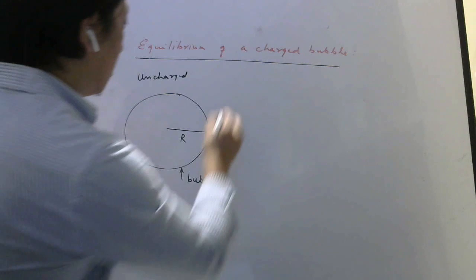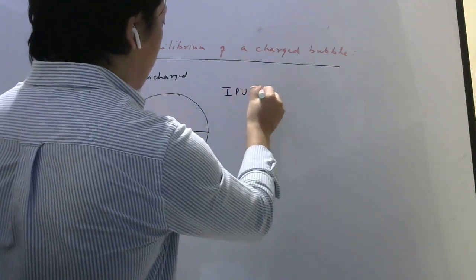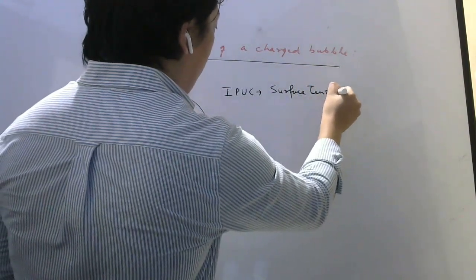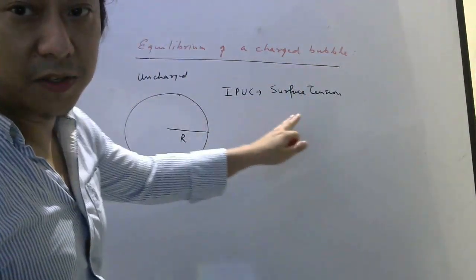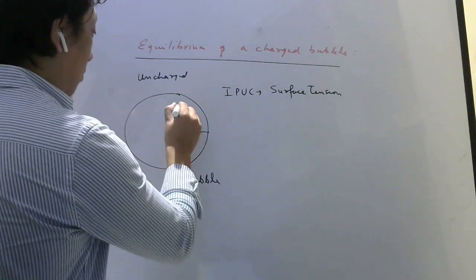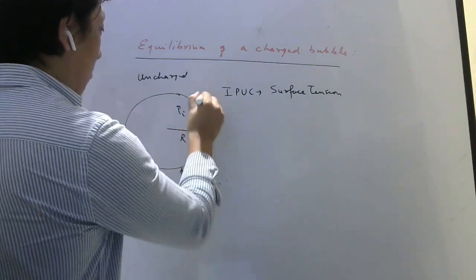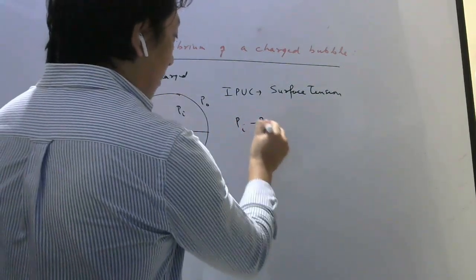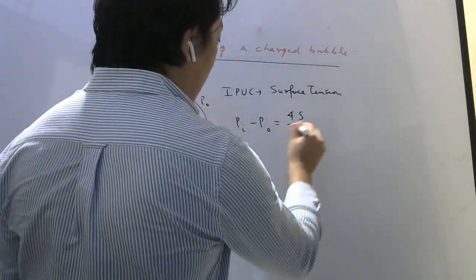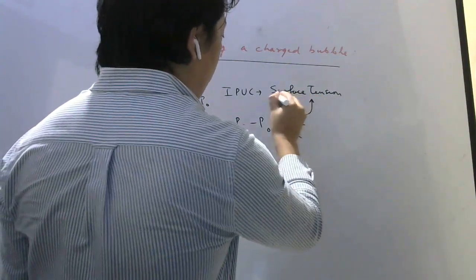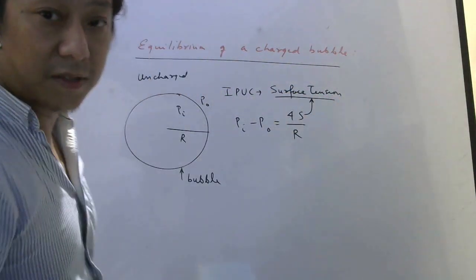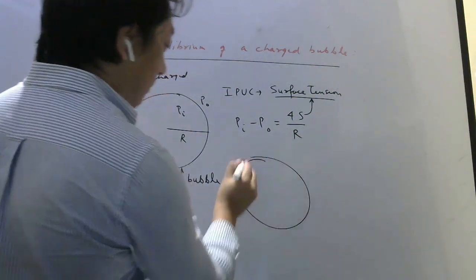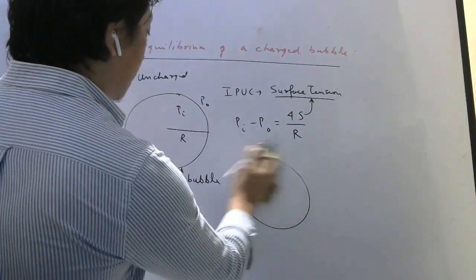then I hope you remember from your first PU concept of the chapter surface tension. I want all of you to look at this chapter, first PU concept, surface tension chapter. There we have taught you that excess pressure, Pi minus Po, pressure inside is always more than outside, and that difference was equal to 4s by r. S is your surface tension. In some books they write capital T also.